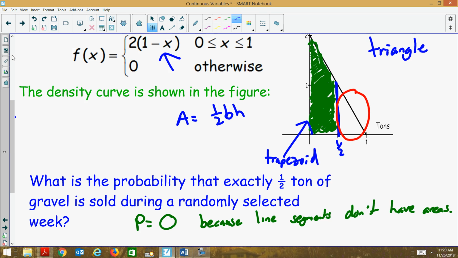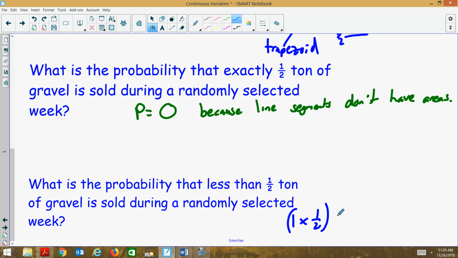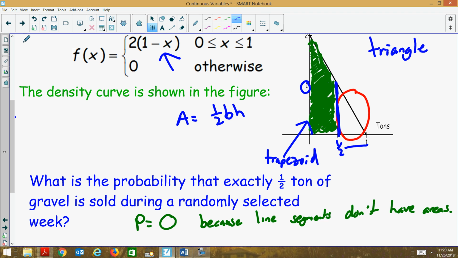I'll go back up just to demonstrate that. The height of this triangle ends right there at 1, and the base is from 1/2 to 1. The difference is 1/2 there. So now I have the height, I have the base, and then I have to multiply it by 1/2 in order to complete the area of a triangle. So the area for more than 1/2, or the probability for more than 1/2, is actually a quarter.